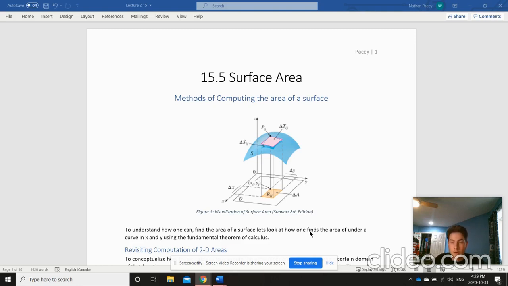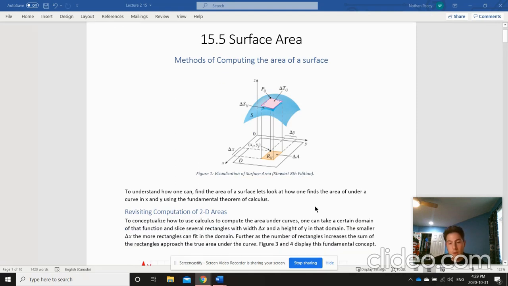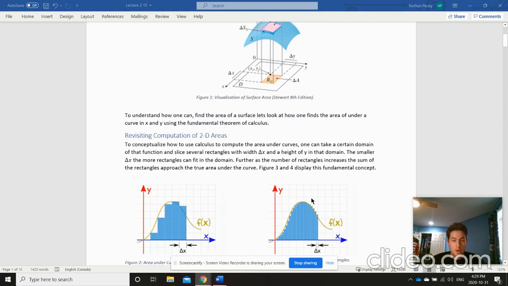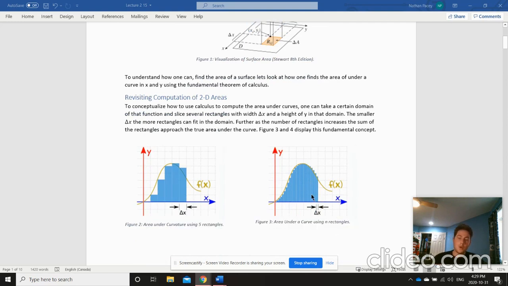I'm going to be going over section 15.5 of the Stewart Calculus book, looking at methods of computing surface area. To understand how we can compute the surface area of a curvature in 3-space, we might want to revisit how we computed area under a curve, that is just with x and y. So we're going to look back at Riemann sums.